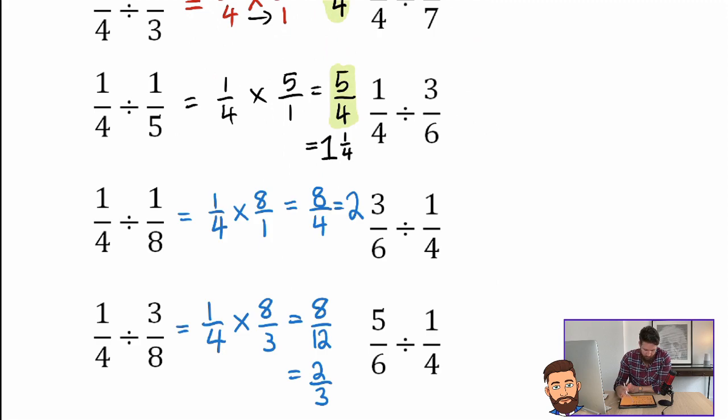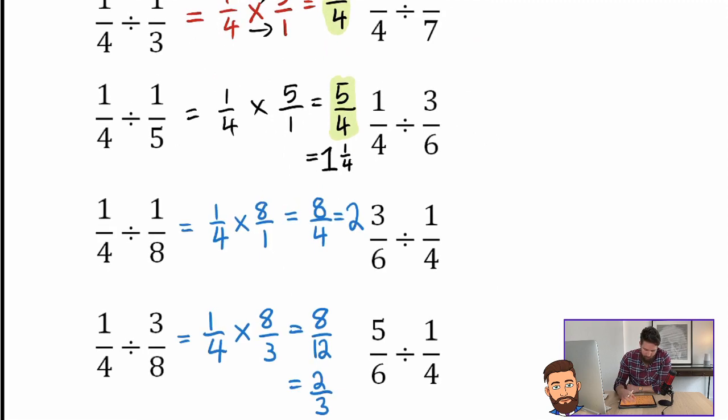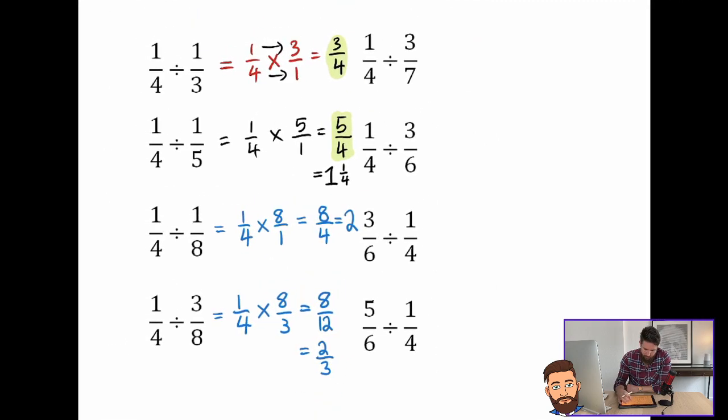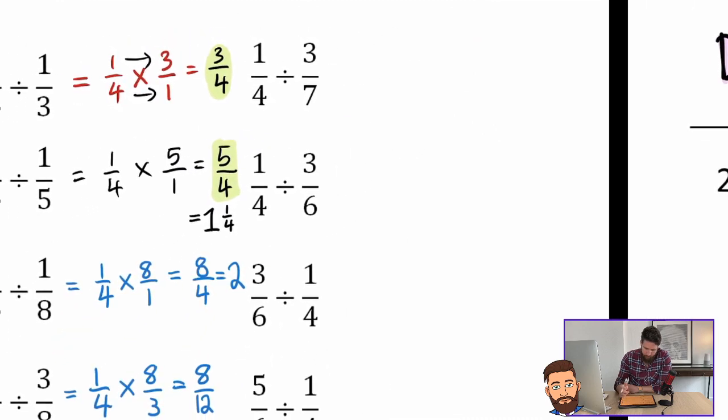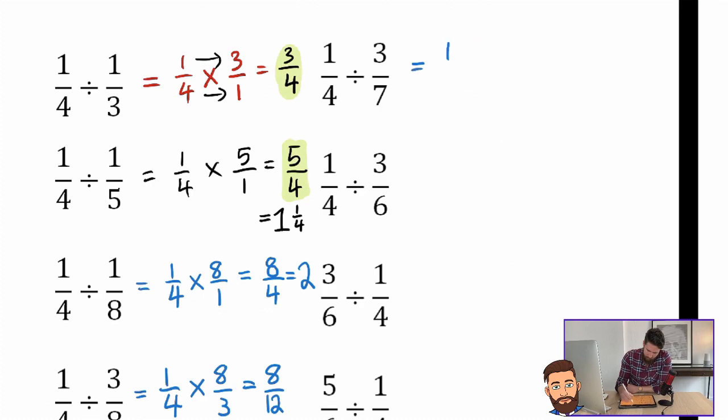Again, always try and simplify your answers, or if they're top heavy, change them into mixed. So keep, change, flip is all you need to remember. And just remember, when you multiply, you just multiply straight across.